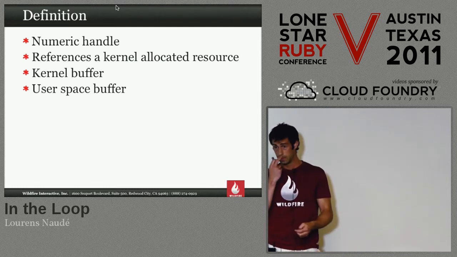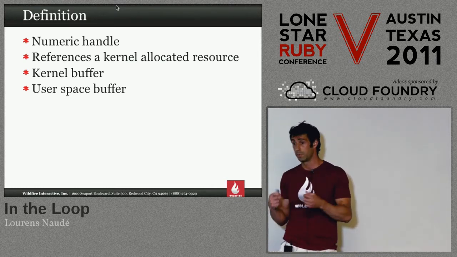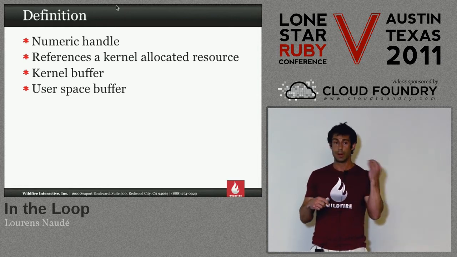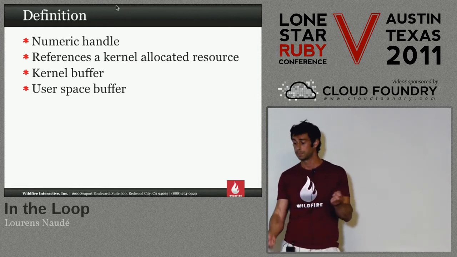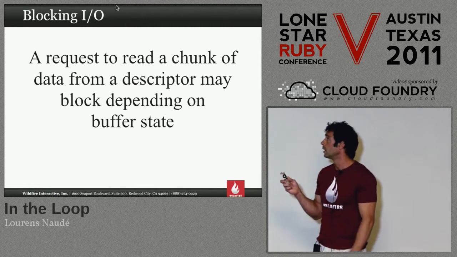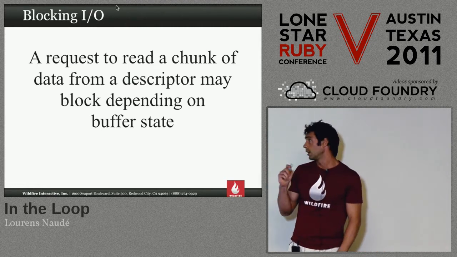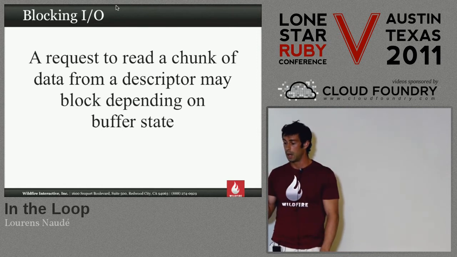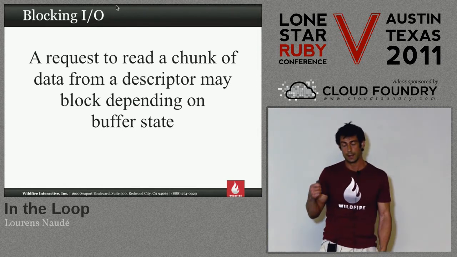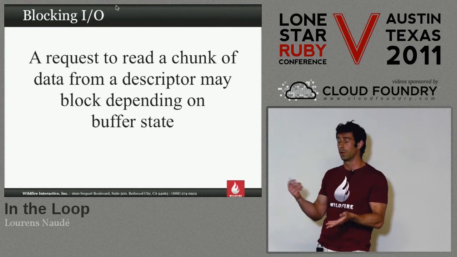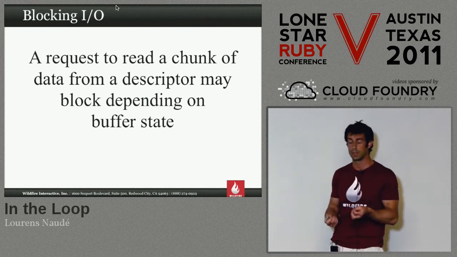And for network transfers, we're concerned with buffered I/O, so we have a buffer in both the kernel as well as the user space. By default, all file descriptors are blocking, meaning if we intend to read a chunk of data from a descriptor and the buffer state is, say, that the watermark is halfway and it's not enough data to read, then we will block.